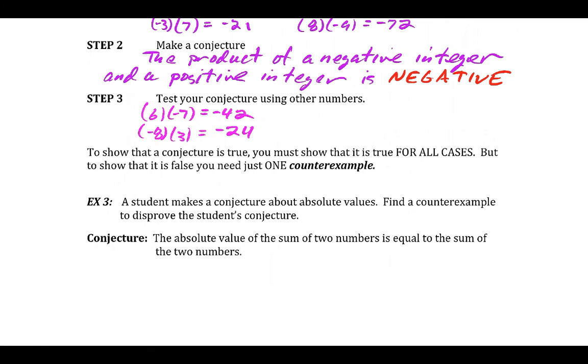I'm going to take, how about 3 and negative 5? We know that the sum of the two numbers is 3 plus negative 5, which is equal to negative 2.